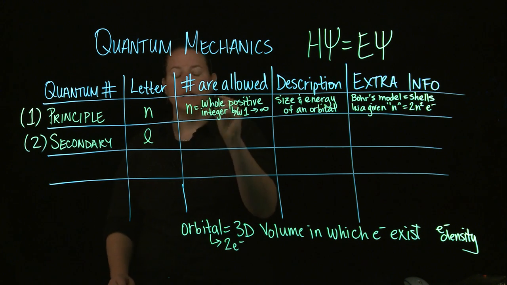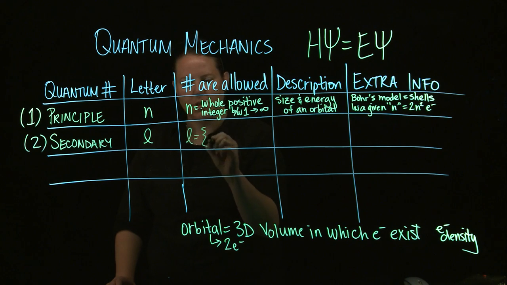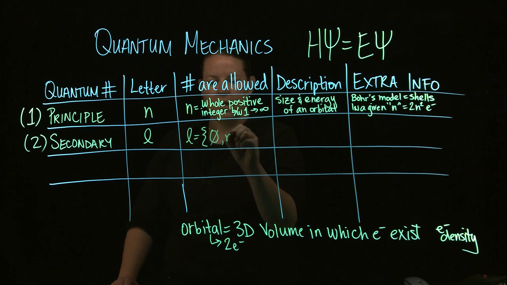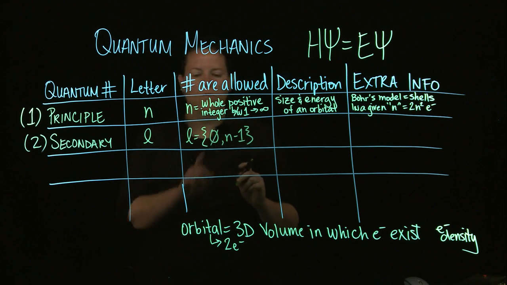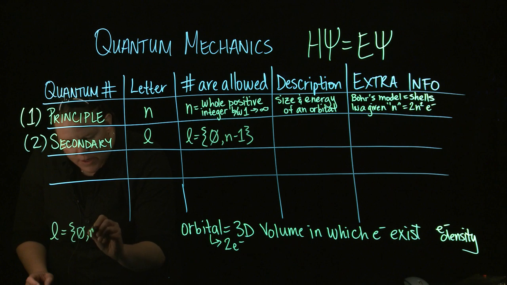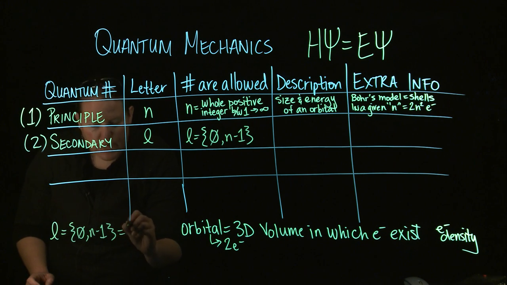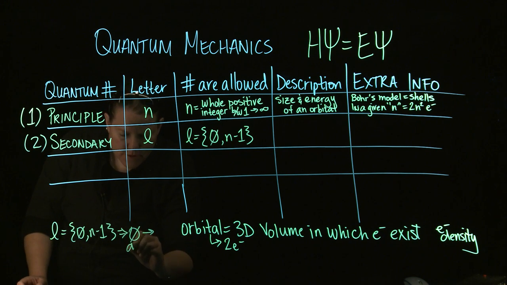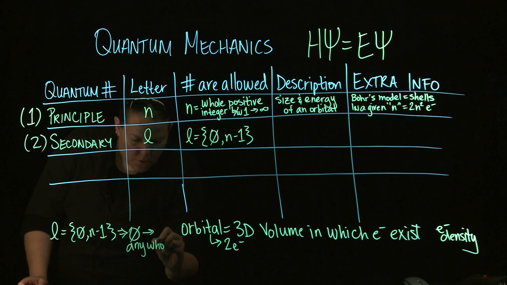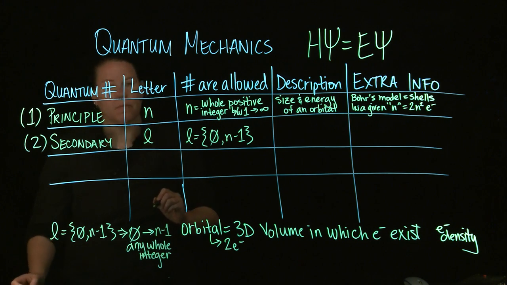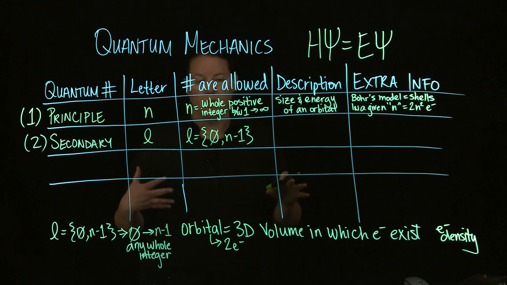Okay, what can L exist as? L exists as a set, so I'm going to do some set notation here. The set is between 0 and n minus 1. So when I say that L can exist between 0 and n minus 1, what I mean is that L can be any whole integer, because 0 could be debated as to whether it's positive or negative. Any whole integer between 0 and n minus 1. Okay? So that's just what that's talking about.